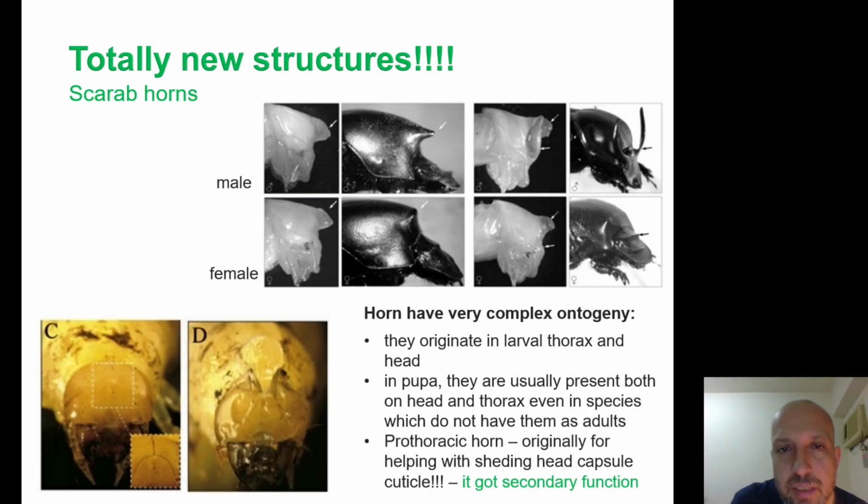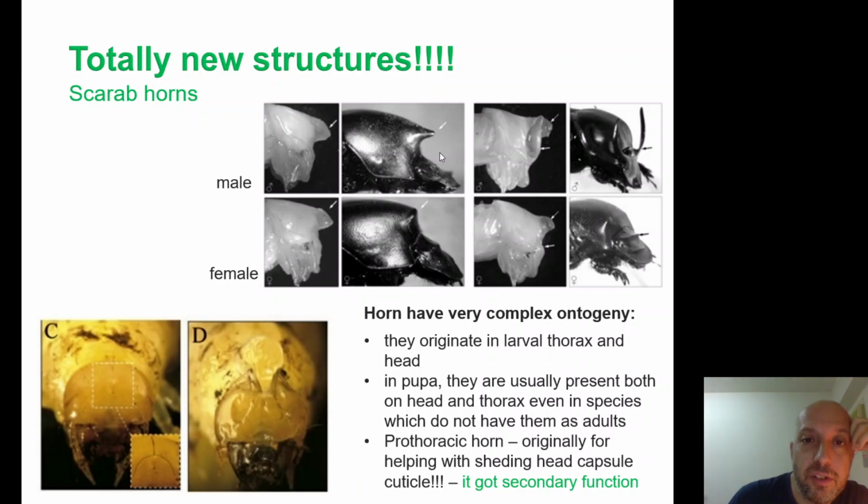The scarab horns are actually crazy because of how they form. The very weird thing is that the pupa, even the pupa of the female, has the horn, but in the female the horn disappears. In the male the horn is kept, is still there. It was very confusing when I saw it for the first time. I was also very confused, like, what's the reason why? Because in the pupa it doesn't have any function, right?